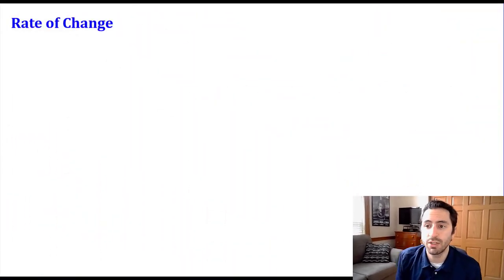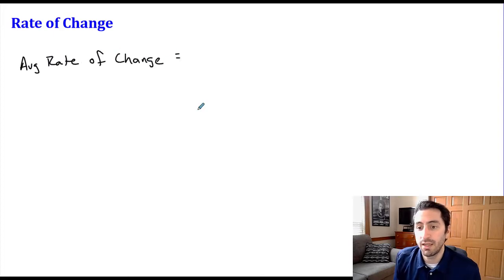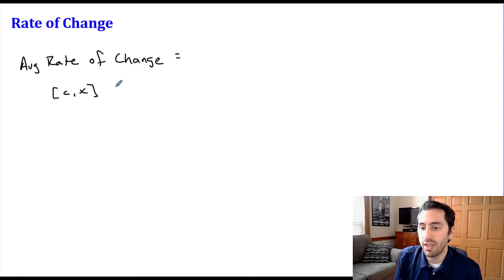But let's start with just the way that we find average rate of change. So the average rate of change of a function, let's say we're looking at the average rate of change on an interval from c to x. Well, the way that we find this average rate of change is we're going to be finding the slope. So we'll do f of x minus f of c, and then we'll divide that by x minus c.